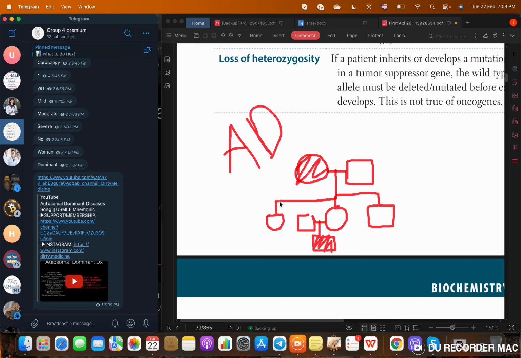So the pedigree here, notice something. Sometimes they put numbers here, like number 1, number 2, and number 3. That means first generation, second generation, and third generation. So the mom in the second generation, is she sick? Is she sick?